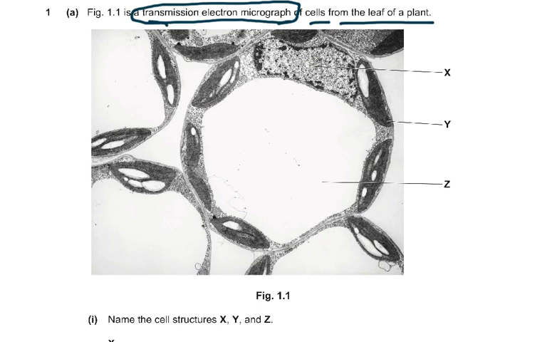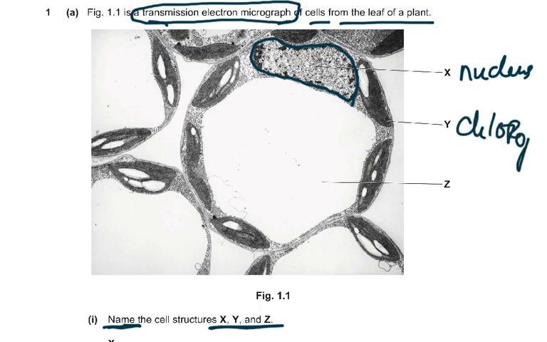And then of course it says name the cell structures X, Y, and Z. So X, as you can see, is a very large nucleus here, with a very typical mottled appearance. This is the nucleus. And then the Y is the chloroplast. And Z is the vacuole. Why did we not say cell sap? Because that actually is the cell sap, but it says name the cell structures. We didn't say name the contents. We said name the cell structures.